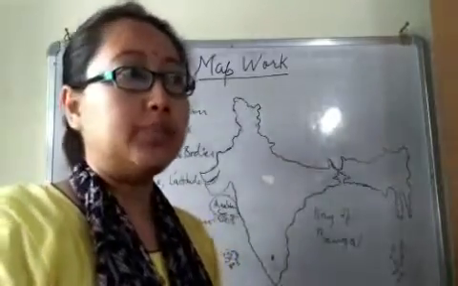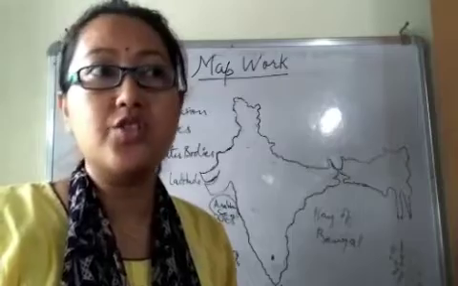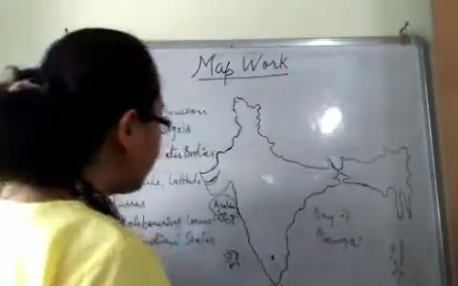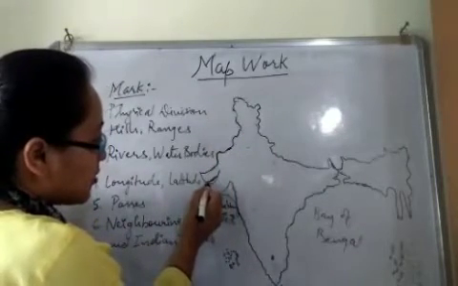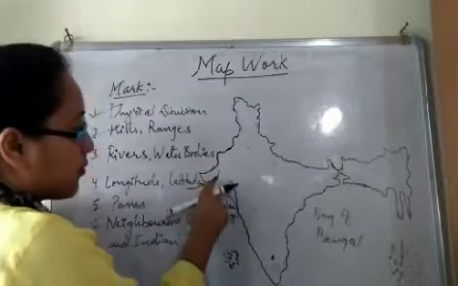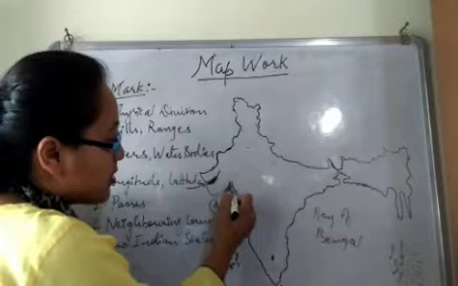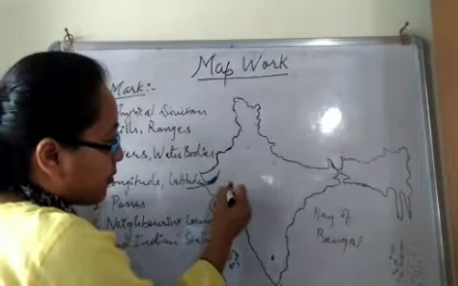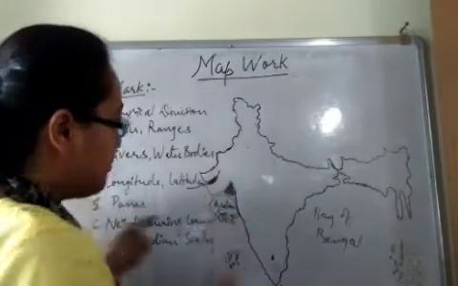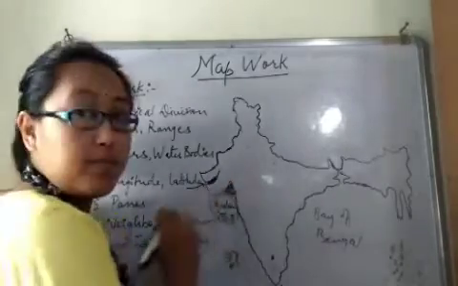Now, we have Gulf of Mannar, Gulf of Kutch, and Gulf of Khambat. So let's mark this Gulf of Kutch. This is the small water body. This is your Gulf of Kutch. This one is Gulf of Kutch, Gulf of Khambat, right?